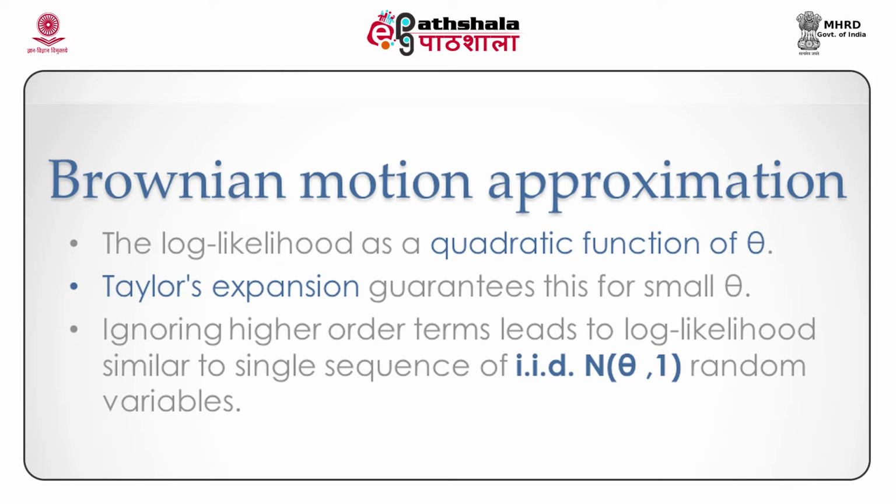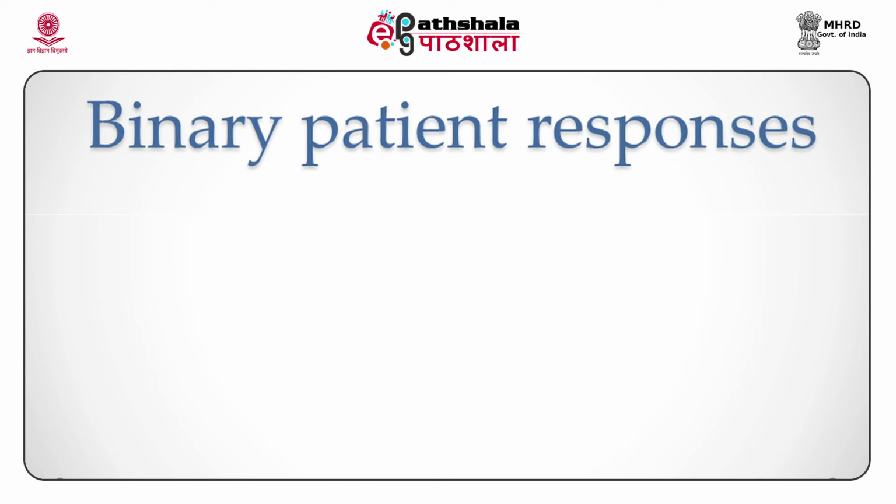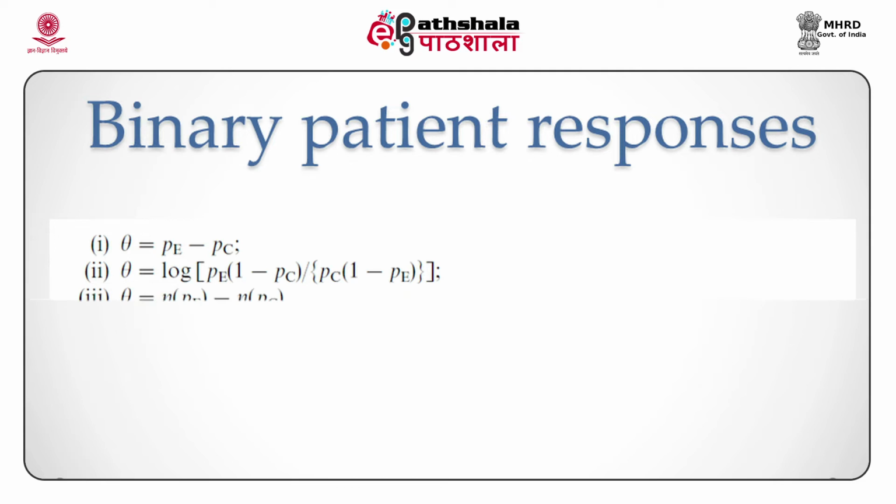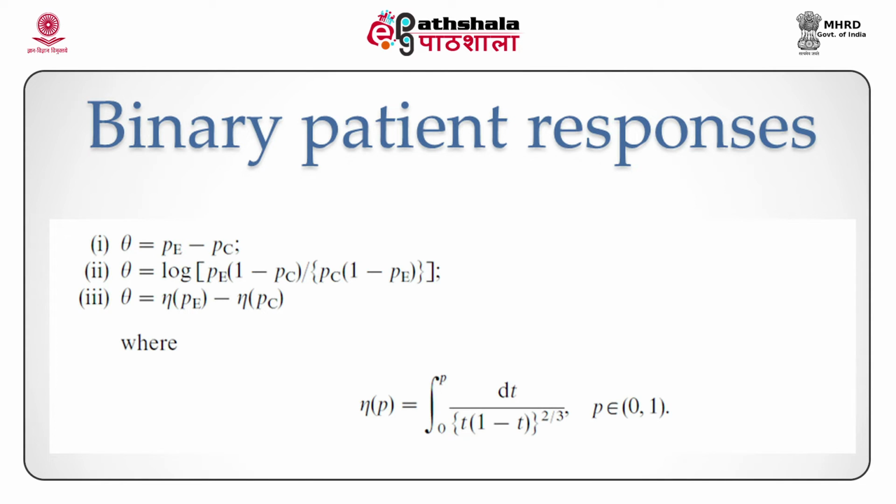Now, consider the case where we have binary patient response, that is, response is either of the form success or failure. If we denote by PE and PC the probability of success on the experimental treatment E and the control treatment C, then this slide gives three alternative choices of the parameter theta. So, we could have theta equal to PE minus PC, theta equal to log of PE into 1 minus PC by PC into 1 minus PE, that is the log odds ratio, or theta equal to eta PE minus eta PC, where the function eta P is given by eta P equal to integral 0 to P dt over T into 1 minus T whole to the power 2/3.